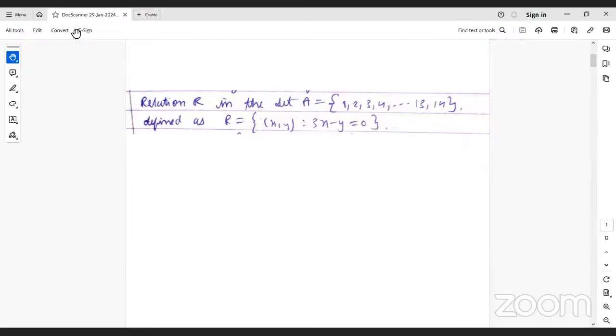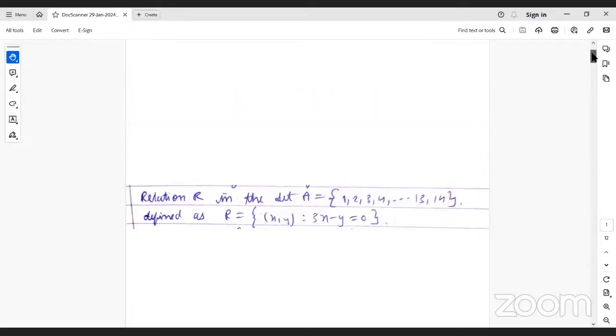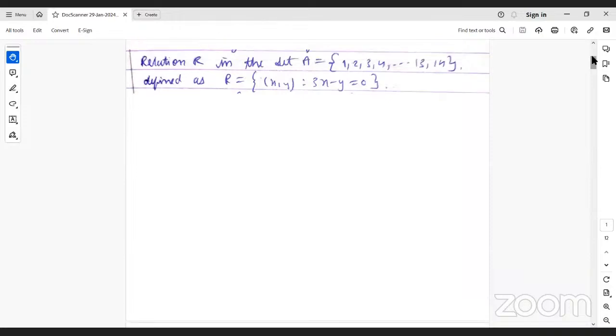Good evening, students. In today's class, we will be discussing questions on the topic relation and function. In today's session, first we will be discussing 3 mark questions.